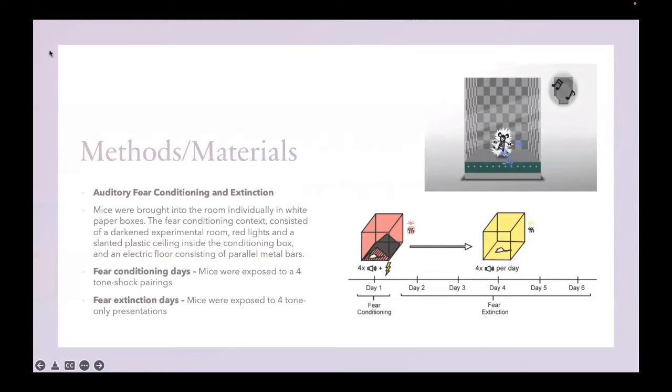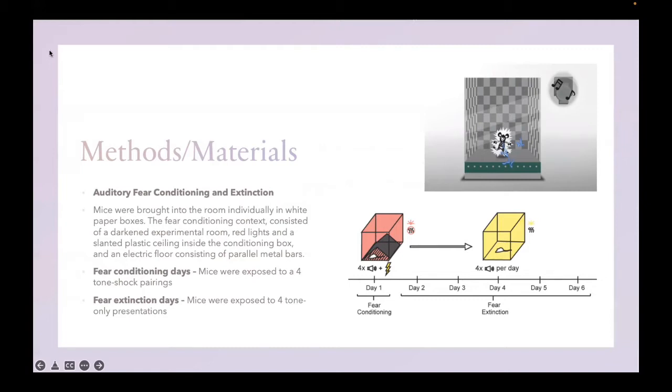On the fear conditioning day, mice were allowed to roam the inside of the chamber for 2 minutes, which is called the pre-tone period. Following this, they were exposed to a 4-tone shock pairing. After conditioning, the mice returned to their home cage and were left undisturbed until the following day.